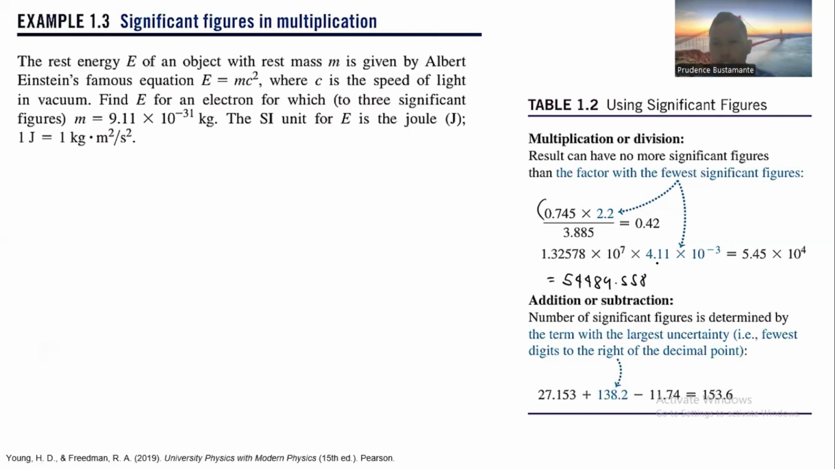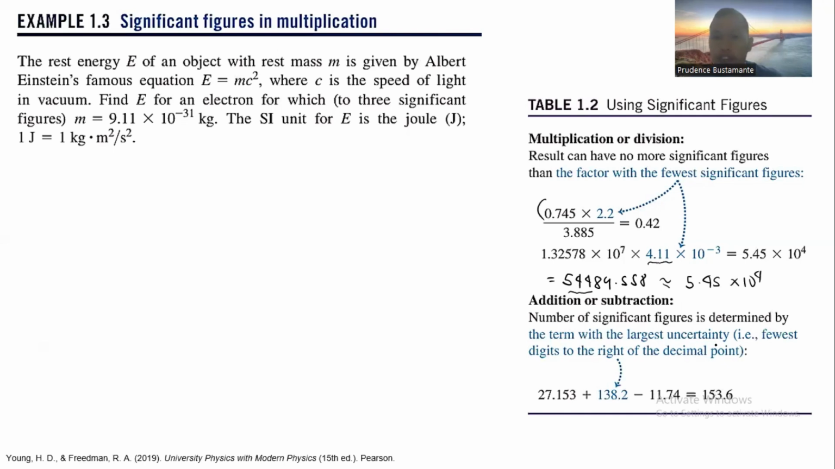However, if you look at the factor with the fewest significant figures, it has only 3 significant figures. So our answer must also be in 3 significant figures. So we can use scientific notation: 5.4, round up, 5 times 10 to the 1, 2, 3, 4, 4.